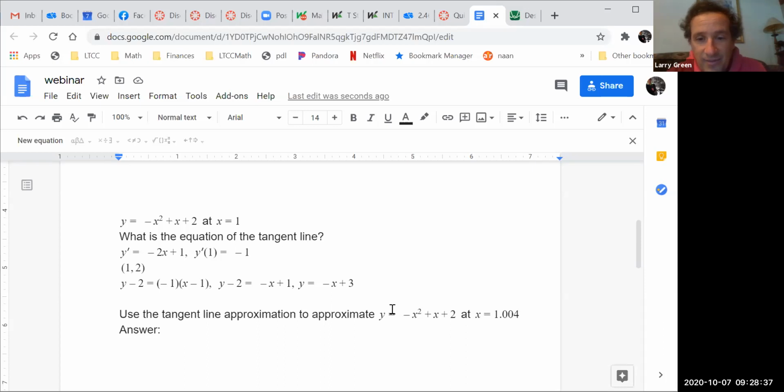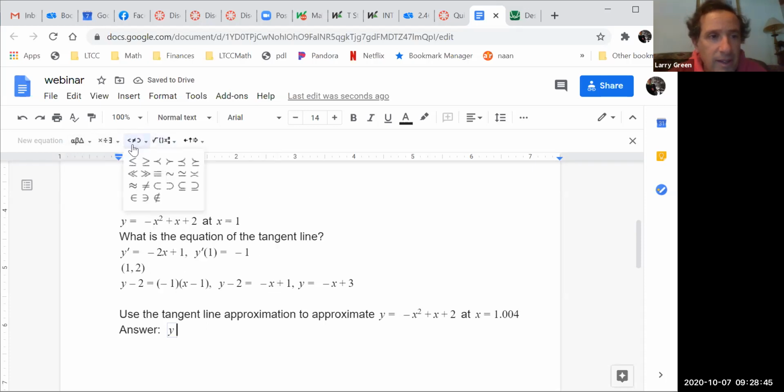So the answer is y, and it's not going to be equals anymore because it's not equal. It's approximately equal. So my equal sign became curvy, and that curvy equals means approximately equal to. And that is going to be negative 1.004 and then plus 3.